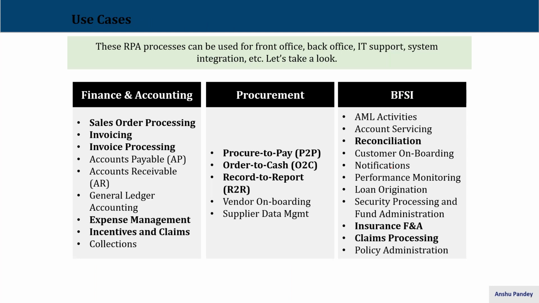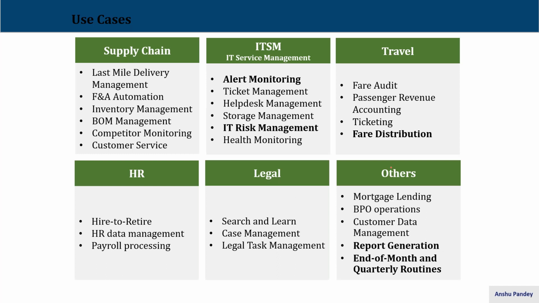Typical applications, where do we use RPA? That could include finance and accounting. We use it for sales order processing, invoice processing, right? Accounts receivable, ledger accounting, expense management. In procurement, we use RPA for supply data management, record to report, order to cash, procure to pay, BFSI, anti-money laundering, activity management, account servicing, reconciliation, performance monitoring, loan origination, security, insurance, finance and accounting like that. So these are multiple applications where RPA is now heavily being used.